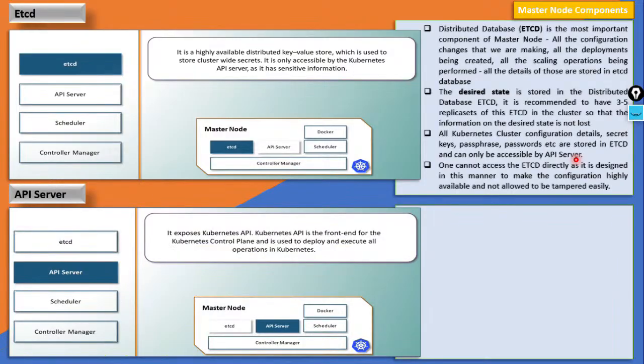Now coming to the API server. API server exposes the Kubernetes API. So all the APIs, the functions, the application programming interface is exposed through the API server. Kubernetes API is the front end for the Kubernetes control plane, and it is used to deploy and execute all operations in Kubernetes. This is the main component of the Kubernetes master node, without which no API calls can originate.